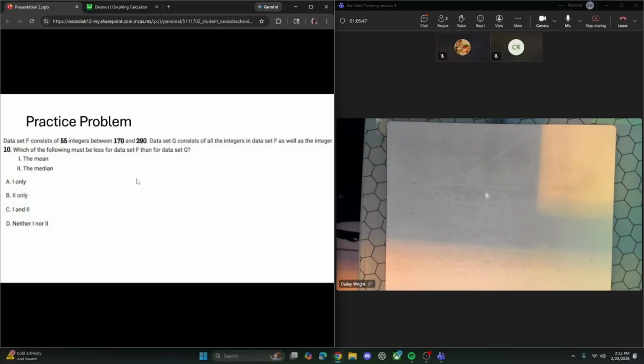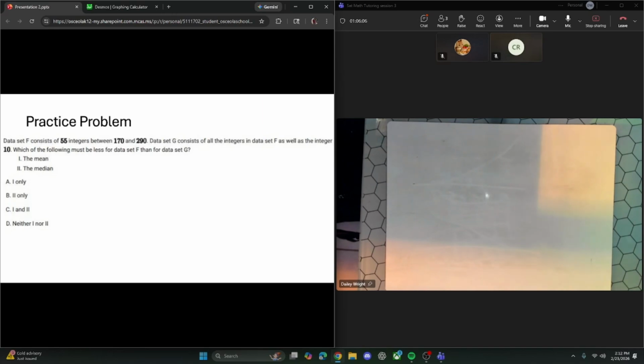Dataset F consists of 55 integers between 170 and 290. Dataset G consists of all the integers in dataset F as well as the integer 10. Which of the following must be less for dataset F than for dataset G? 1, the mean, and 2, the median.